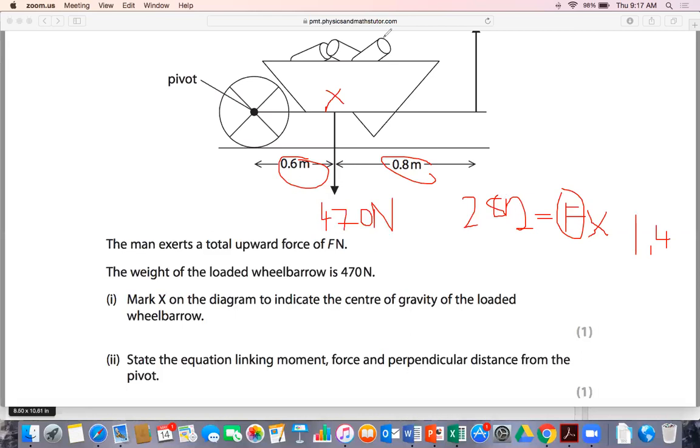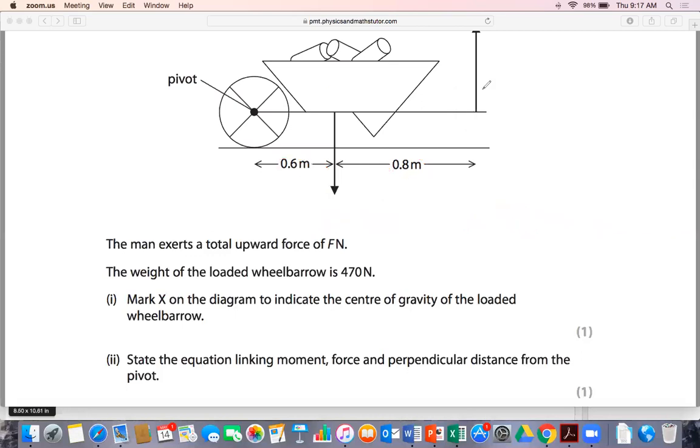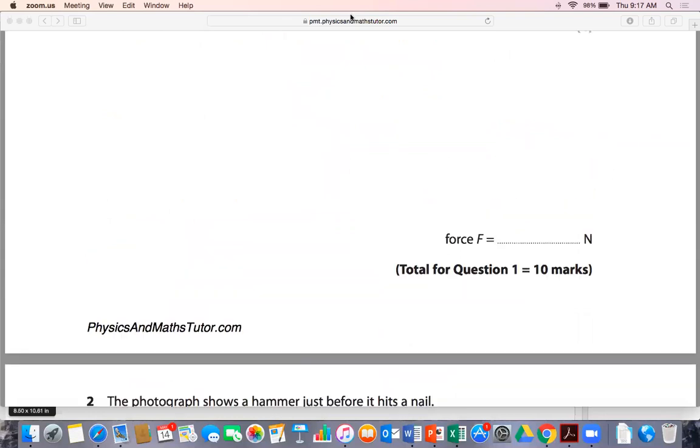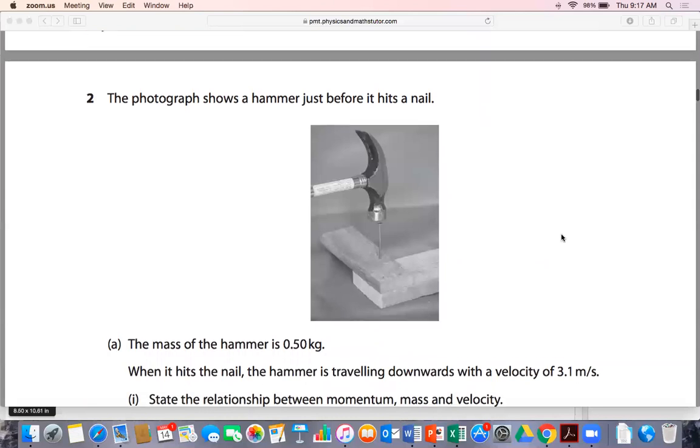Anyone did not get that or does not understand? What is the unit for the answer? Newton, because it is force. If you don't understand, please let me know. No? I will continue.